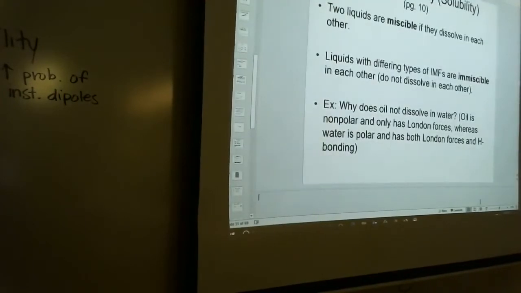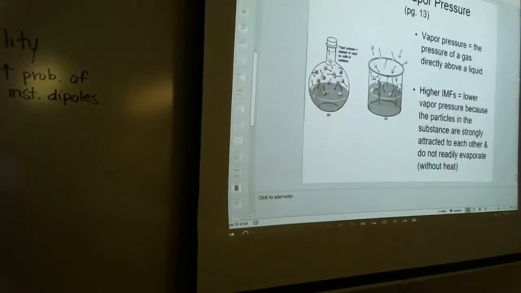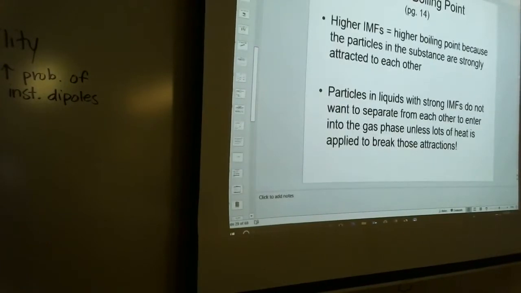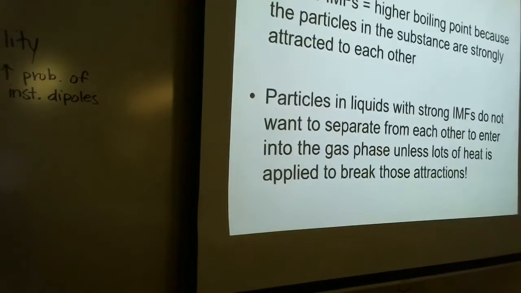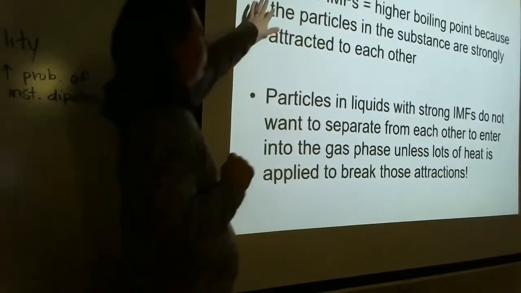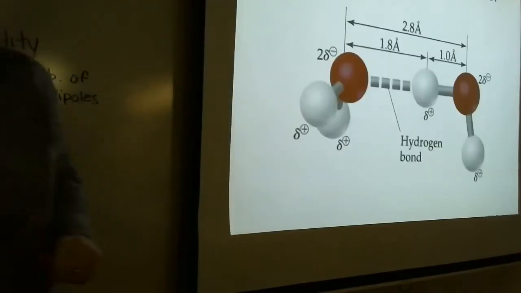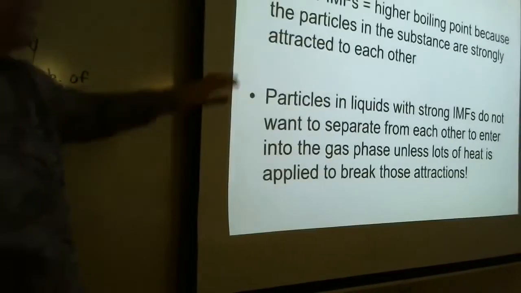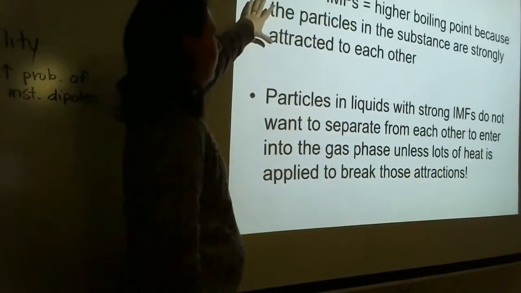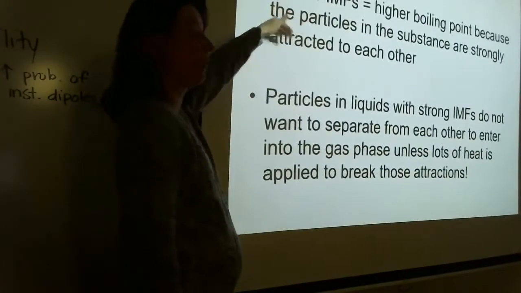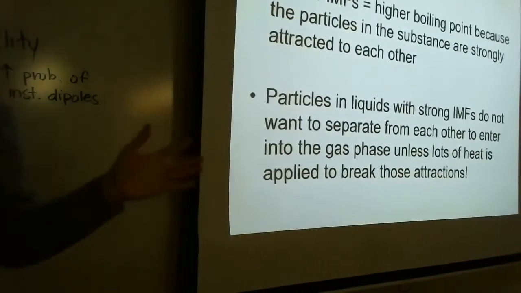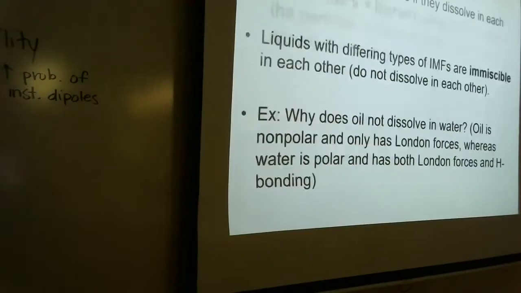Oh, well, actually, we need to see this slide too. This is what I just said, right? We have stronger, higher intermolecular forces. We have a higher boiling point, right? Because they're strongly attracted, you have to overcome that. So the stronger the IMFs, the higher the boiling point.